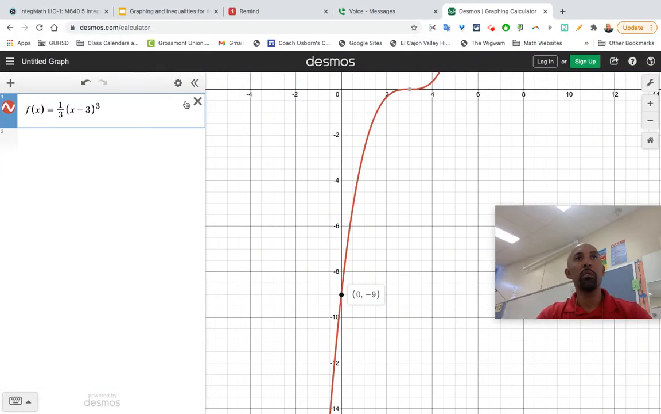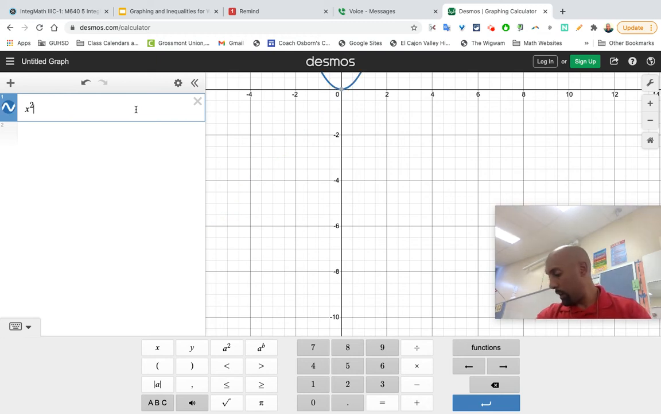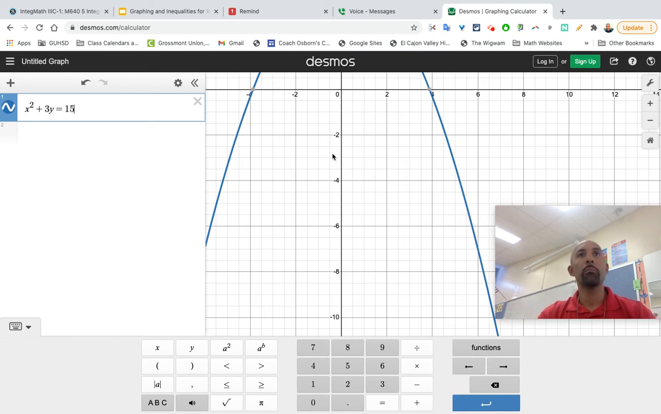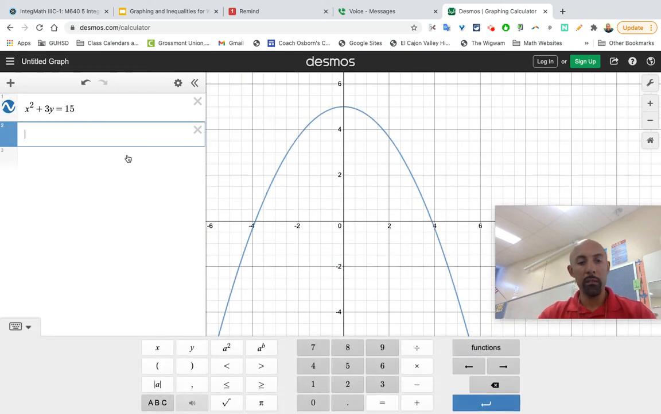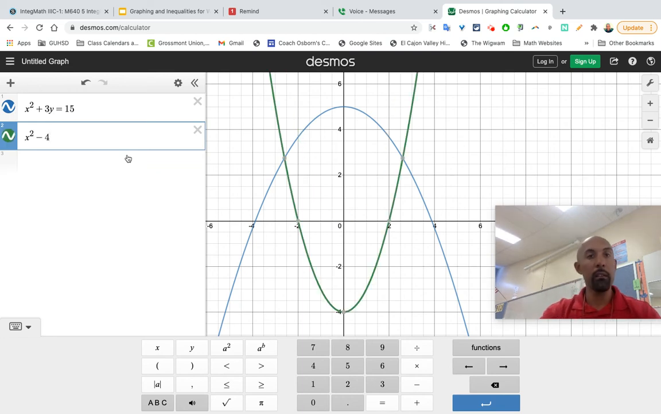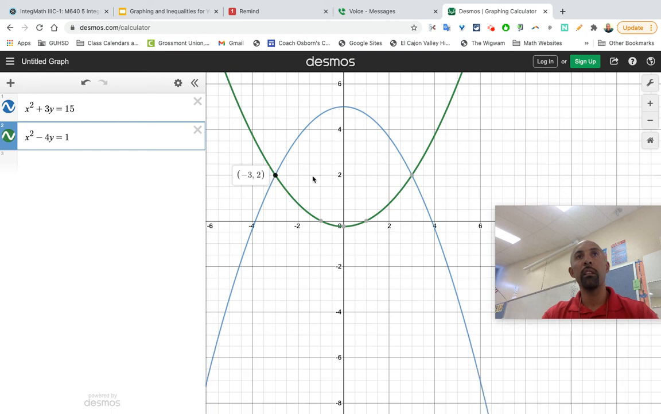If I graph these 2 equations, I'm just going to take my original equations, x squared plus 3y equals 15. Let's pull that down a little bit. And then same thing, x squared, well, almost the same, minus 4y equals 1. Notice here are those 2 parabolas. They cross right there. There are your solutions, -3, 2, and 3, 2.